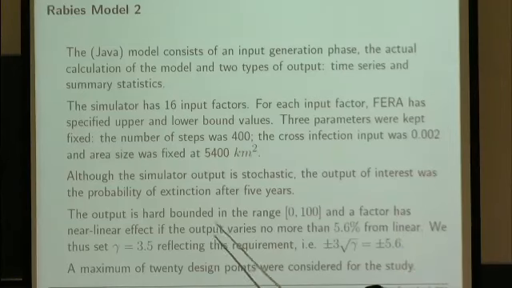Naturally, this output is hard-bounded in this range, being a probability, and we were suggested that the factor has a near linear effect if the output varies no more than this percentage from linear. So with this set directly for our analysis, this sets the value of gamma. In other words, this quantity was the guiding light. A maximum of 20 design points were considered for the study.